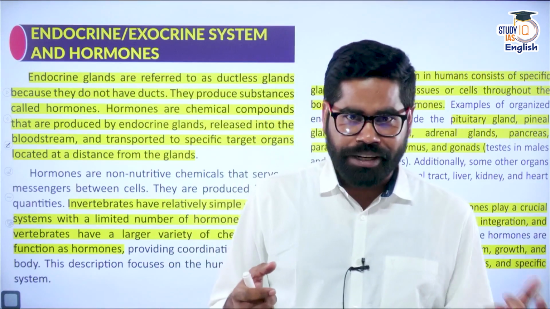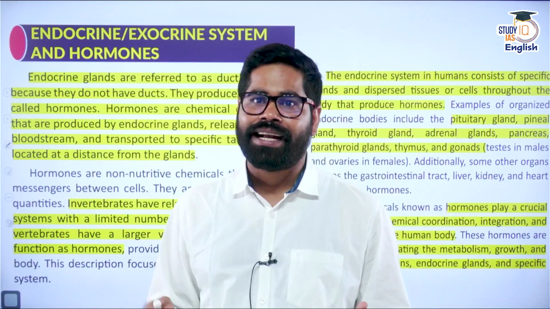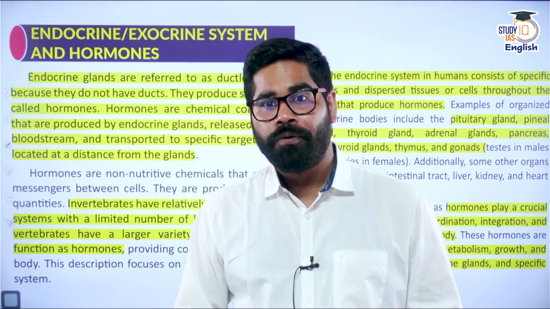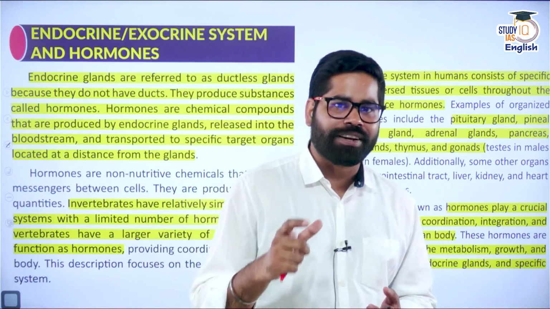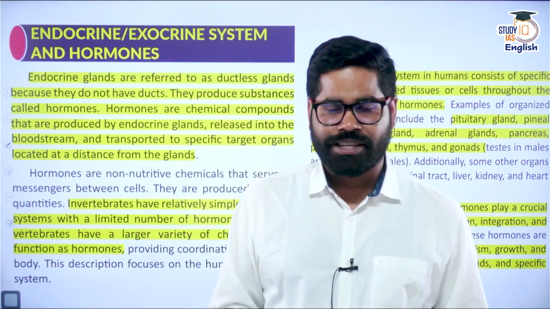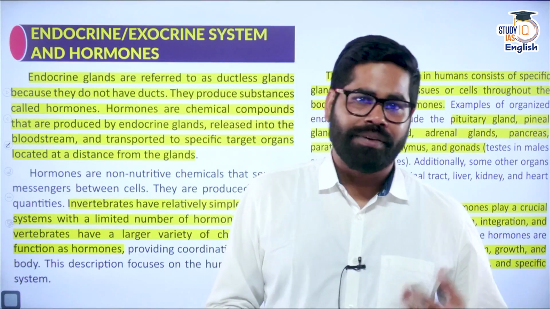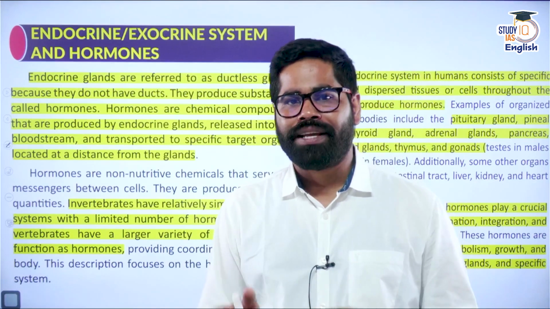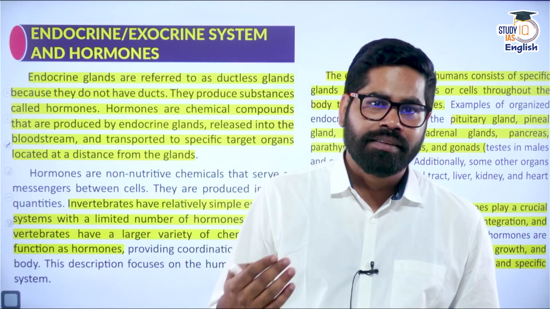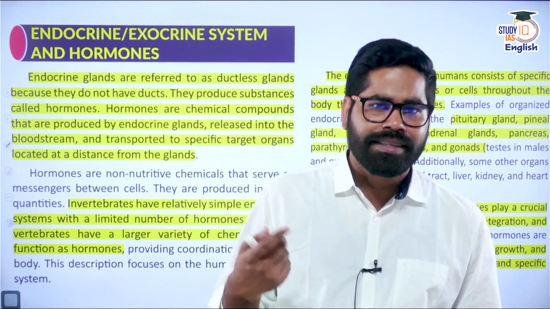So they don't have any well-developed duct-like structure, and they are directly putting their secretions into the blood. Whereas the exocrine glands have well-developed duct-like structures, like the sweat glands and the salivary glands. They have a well-developed duct-like structure from which they do their secretions.